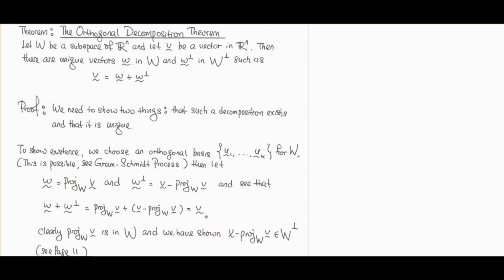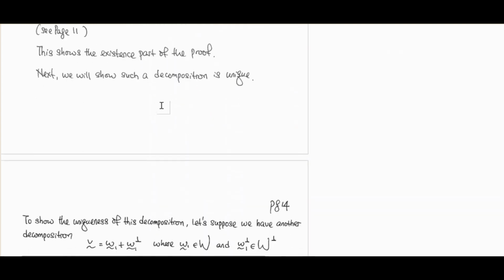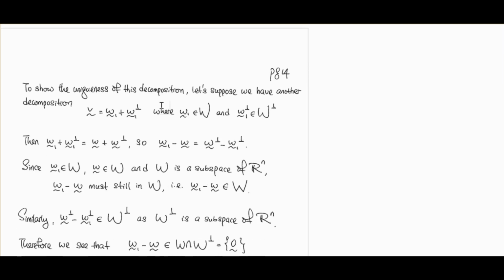The only thing that is slightly tricky is how do you know that this is the only way to do it? This is the only way to write V as the sum of these two vectors, because the theorem says that there are unique vectors. How do you know this is unique? The way to do it is the same as before. We assume that we have two different ways of writing it.